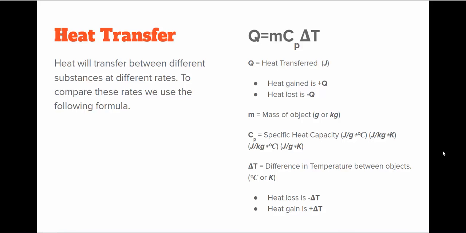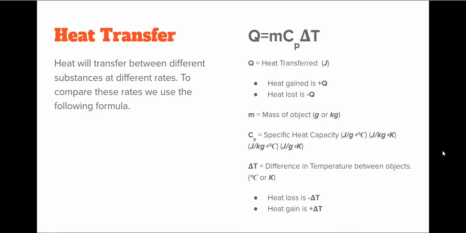C sub P is specific heat, and remember that sub P is not always going to be sub P. That's going to be your subscript to describe whatever material you're looking at. So like C sub W would be specific heat of water, C sub A would be specific heat of aluminum or whatnot. And then delta T is our change in temperature. It can be Celsius or Kelvin. We're going to try to stick mostly to Kelvin in this class. But delta T can be either of those because they have the same size scale. It cannot be Fahrenheit.